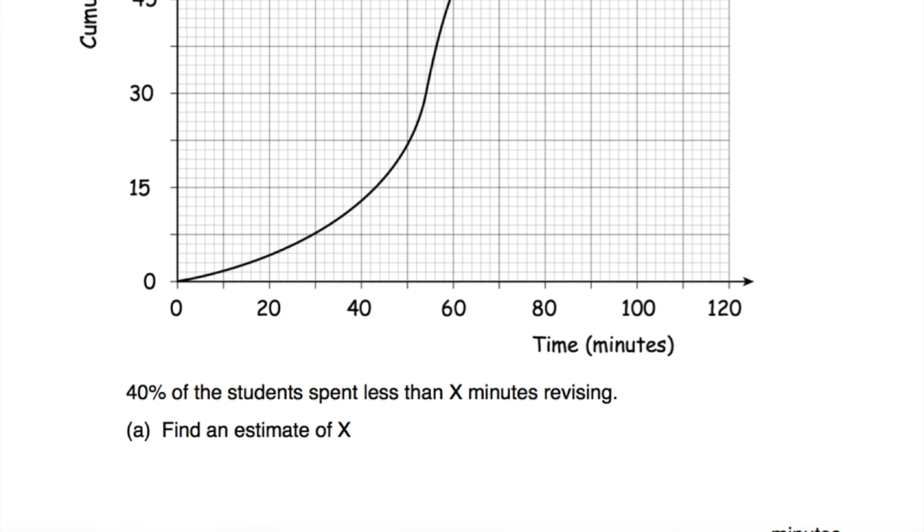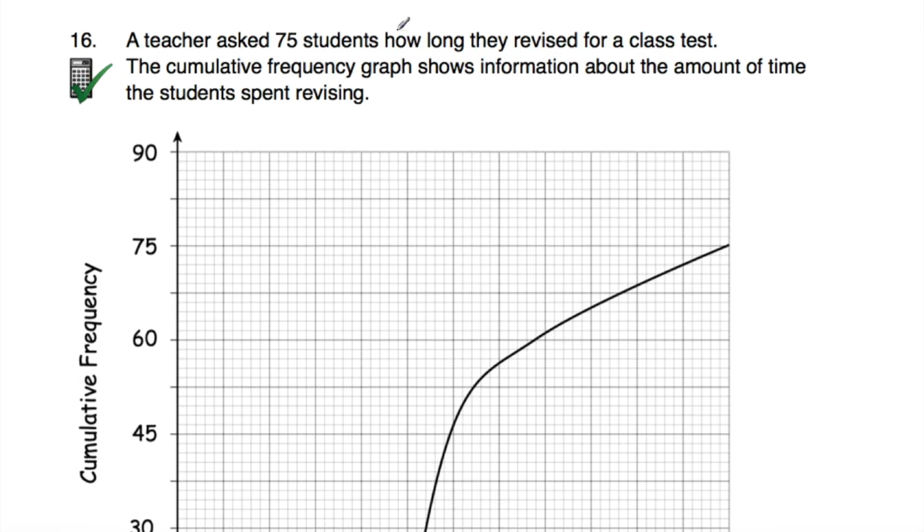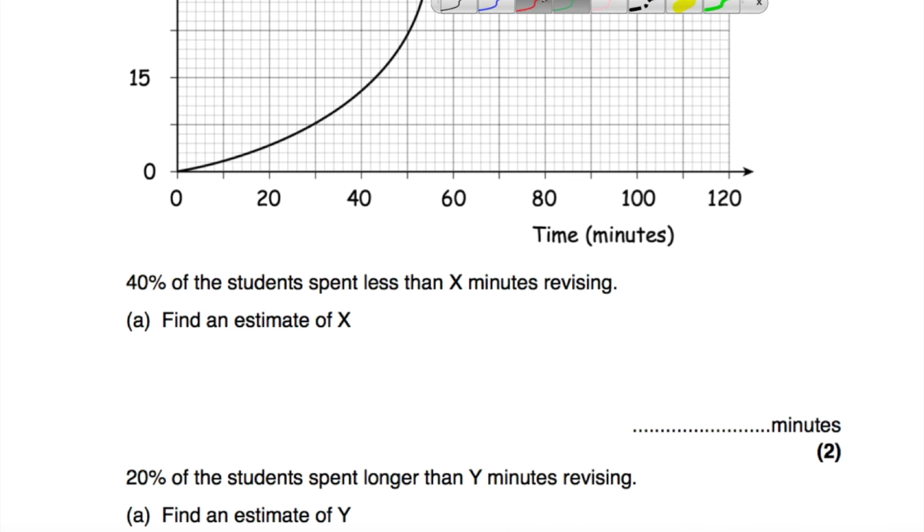And then we're told that 40% of the students spent less than X minutes revising. Find an estimate of X. So 40% of the students. Let's find out what 40% of the students is, because we know there's 75 students altogether. The question said that there were 75 students there. So we want to work out 40% of 75.